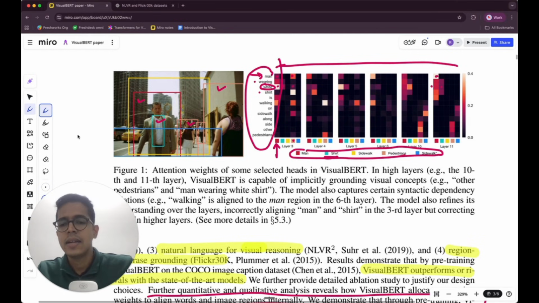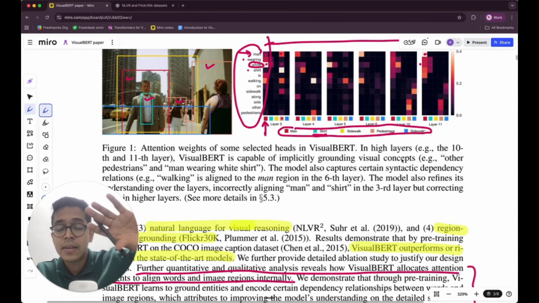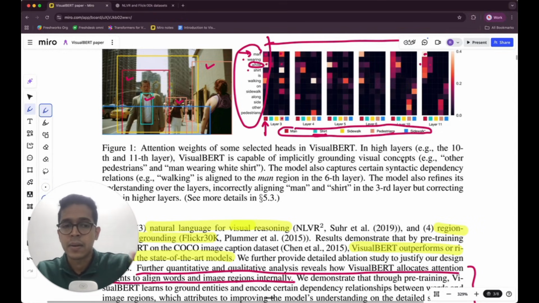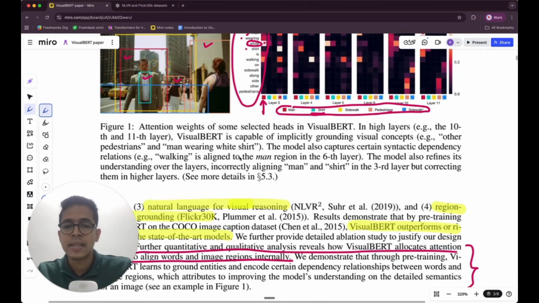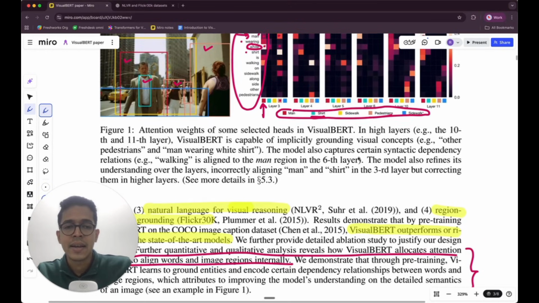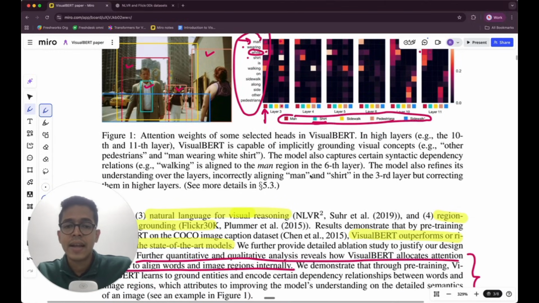Okay, now let's read the caption. Figure 1. Attention weights of some selected heads in VisualBERT. In high layers, for example the 10th and 11th layers, VisualBERT is capable of implicitly grounding visual concepts. So we can see that in layer number 11, the correlation between words in the caption and the bounding box is better. For example, other pedestrians and man wearing white shirt. The model also captures certain syntactic dependency relations. For example, walking is aligned to man in the 6th layer. The model also refines its understanding over the layers, incorrectly aligning man and shirt in the 3rd layer, but correcting them in the higher layers.